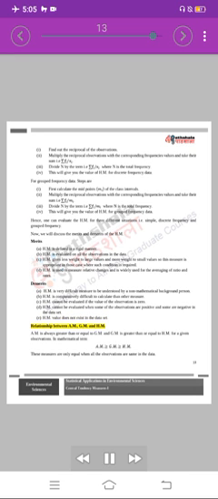Relationship between AM, GM and HM. AM is always greater than or equal to GM and GM is greater than or equal to HM for given observations. In mathematical terms, AM is greater than or equal to GM, which is greater than or equal to HM. These measures are only equal when all the observations are the same in the data.